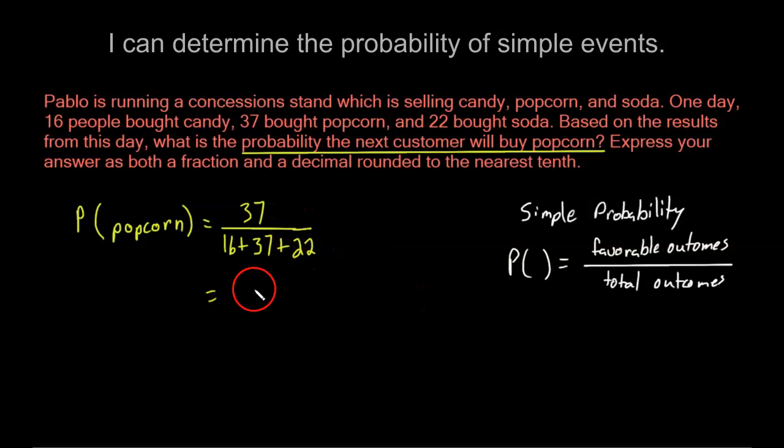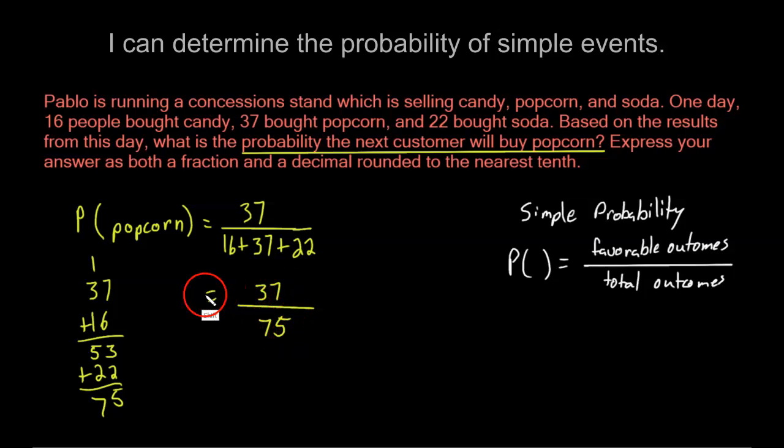So this would be equal to 37 over 16 plus 37. We can do this off to the side. It's 37 plus 16, that would give us 53. Then we add another 22 to that, which gives us 75. So 37 over 75. Our probability that the next person will buy popcorn is 37 over 75, and this is a simplified fraction. So this is our answer as a fraction.